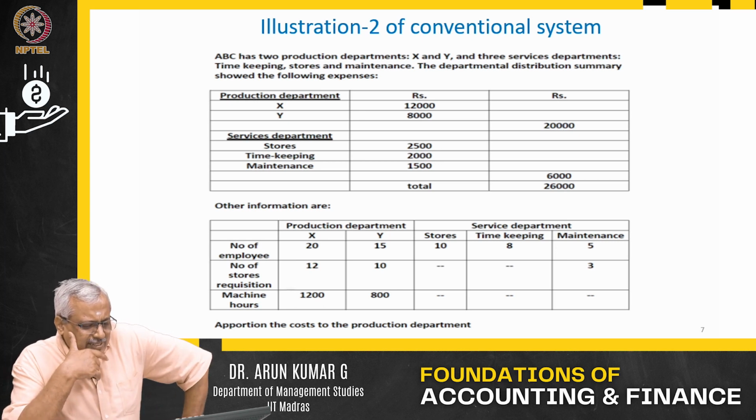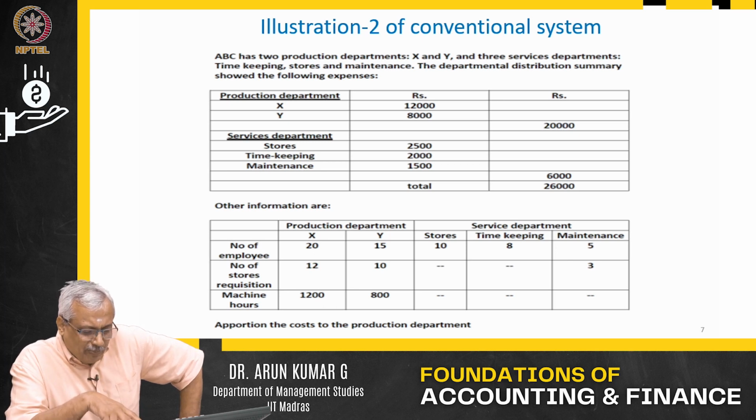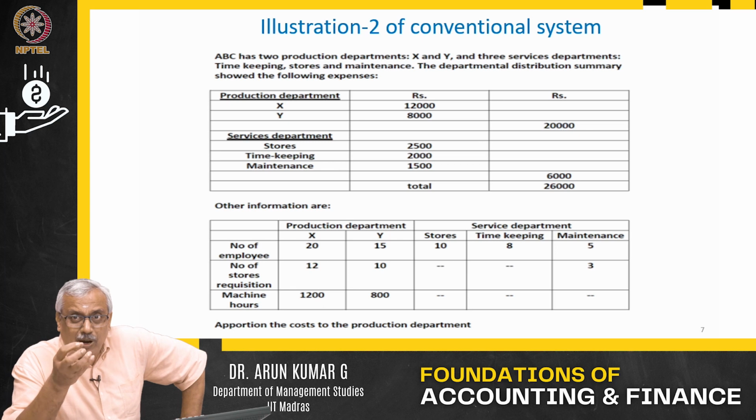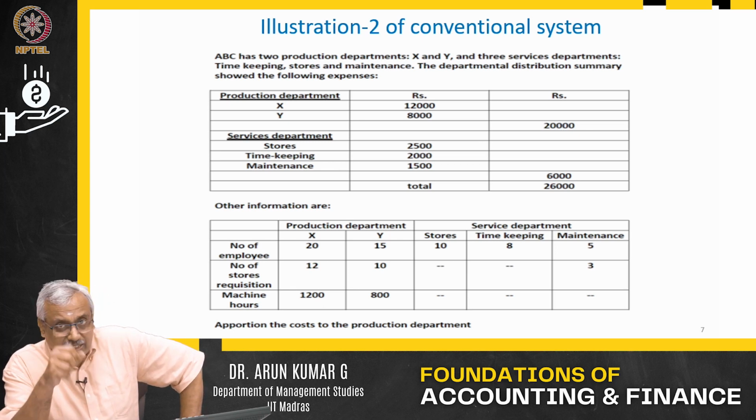In this you see APC has 2 production departments X and Y and 3 service departments: timekeeping, stores and maintenance. Departmental distribution summary showed the following expenses. Now, here you will have to get into what is called primary distribution and secondary distribution. Simple, you see that number of employees are there in maintenance, in timekeeping and so on, and stores requisition, number of stores requisitions is there in production department as well as in maintenance department also. So, service department is also consuming some overheads.